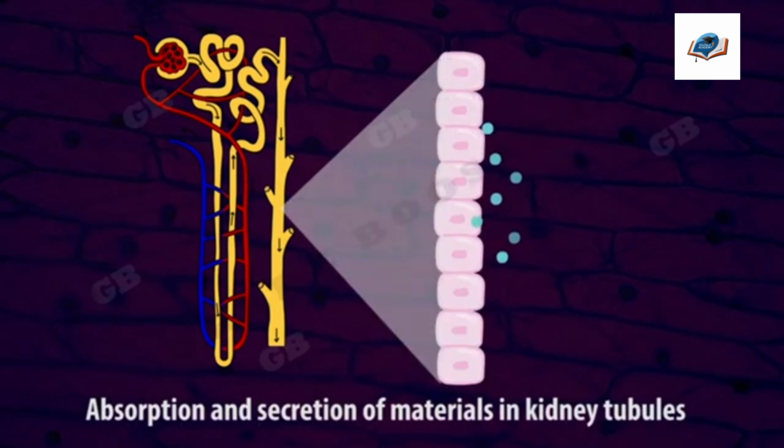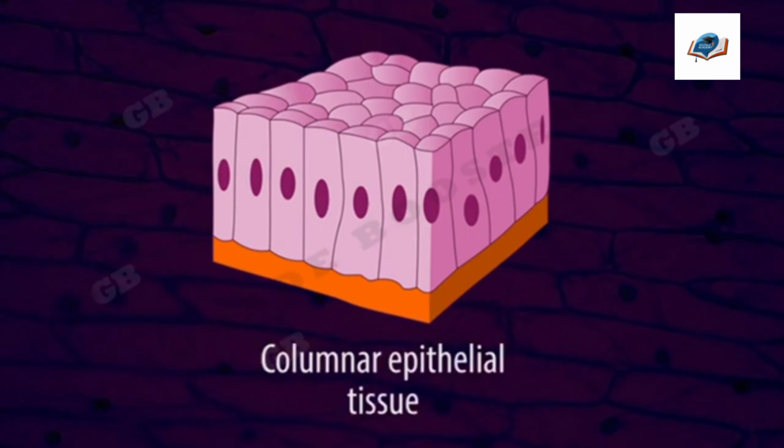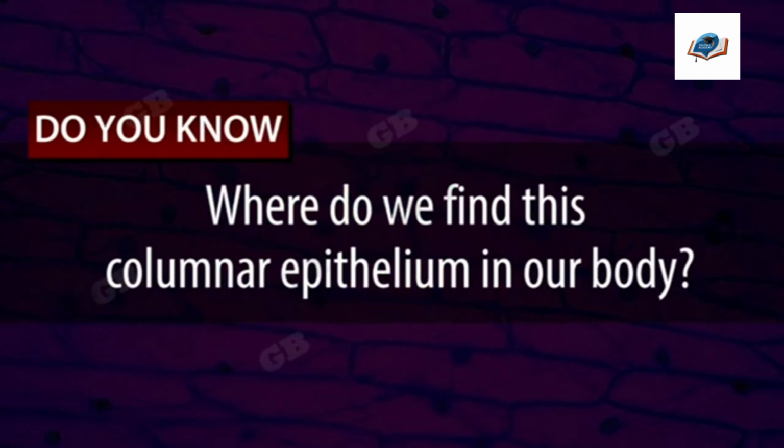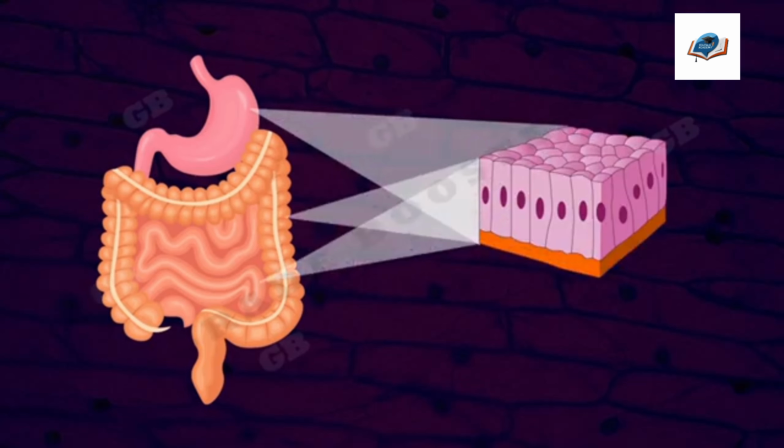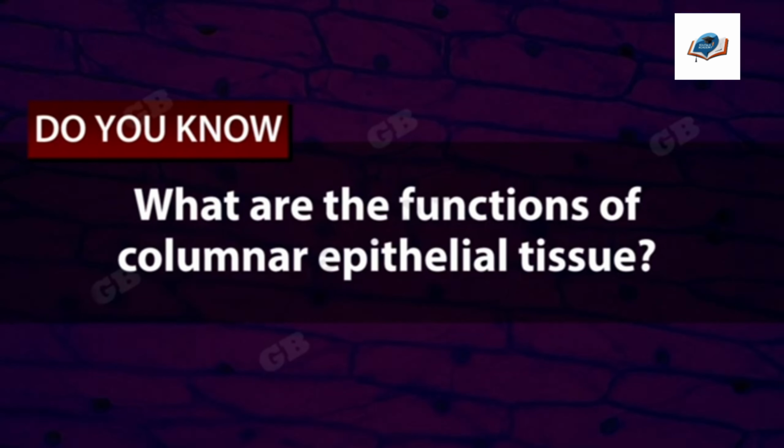Absorption. The cuboidal epithelium in the kidney tubules and lining of the intestine helps in absorbing materials. Next, columnar epithelial tissue. The columnar epithelium consists of cells that are tall and pillar-like in shape. The cells resemble columns, hence the name columnar came. Location of columnar epithelium. It is found lining the stomach, small intestine, and large intestine.